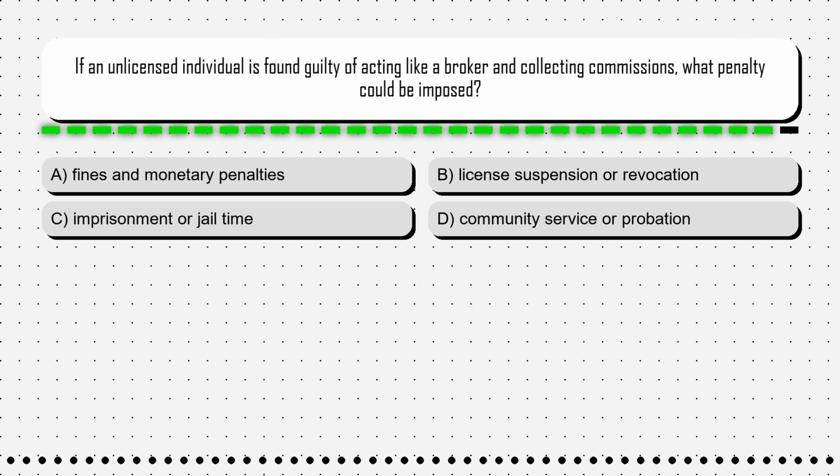Question 95. If an unlicensed individual is found guilty of acting like a broker and collecting commissions, what penalty could be imposed? Option A. Fines and monetary penalties. Option B. License suspension or revocation. Option C. Imprisonment or jail time. Option D. Community service or probation.